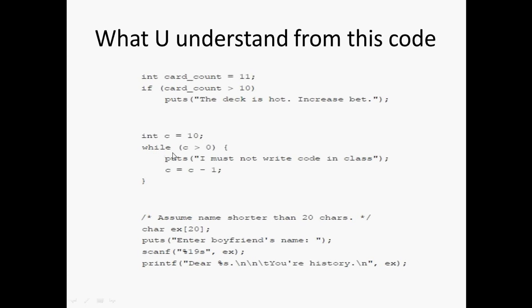Now see here: while c is greater than 0, puts I must not write code in class, c is equal to c minus 1. It is checking whether c is greater than 0. Yes, c is greater than 0, we have assigned 10 to it, and now it will put that statement. And c is equal to c minus 1 is subtracting 1 from the previous value of c and storing it back into c. So this is all about what while is doing. While is just a loop. I will tell you more about it later on.